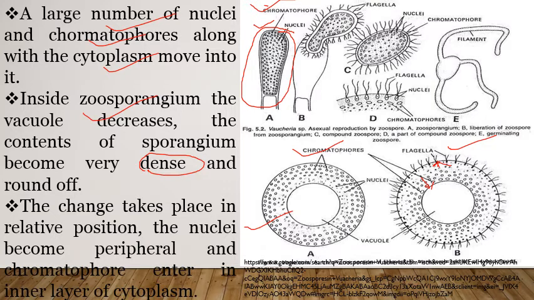From each nucleus two flagella arise, and that gives rise to this complex structure which is known as synzoospore. So the change takes place in the relative position of nuclei and chromatophores. The nuclei become peripheral. In the normal filament they are inner to the chromatophores, but during formation of this zoospore the nuclei shift to the peripheral position, and the chromatophores enter the inner layer of cytoplasm, that we can see in this picture.